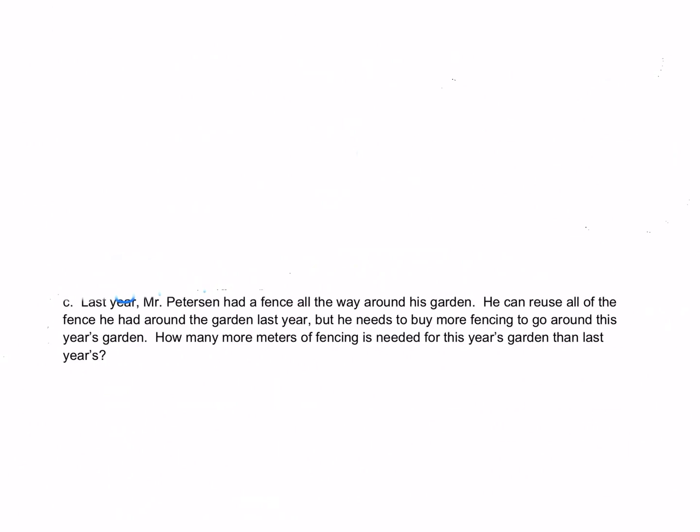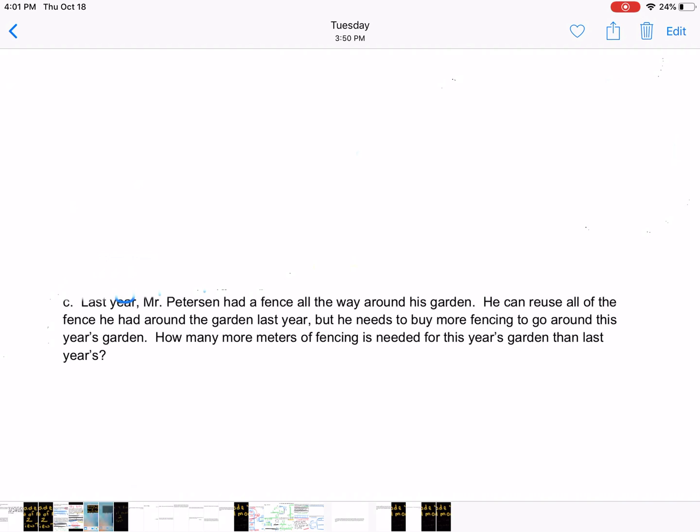We're going to finish up number 5. I made it to C. Last year, Mr. Peterson had a fence all the way around his garden. He can reuse all of the fence he had around the garden last year, but he needs to buy more fencing to go around this year's garden. That makes sense because this year's garden is bigger. How many more meters of fencing is needed for this year's garden than last year's?